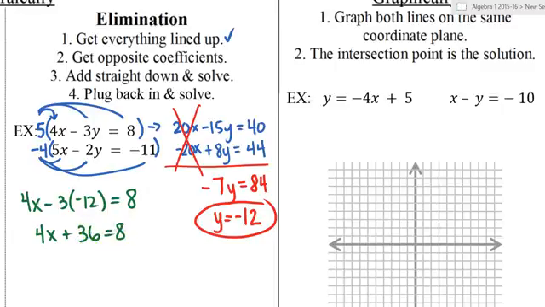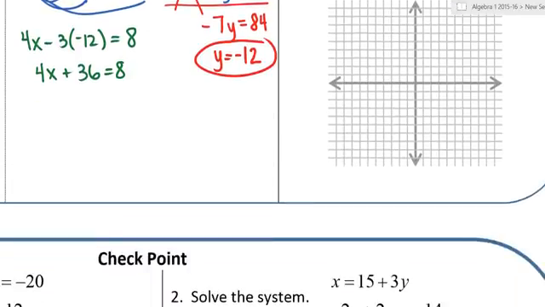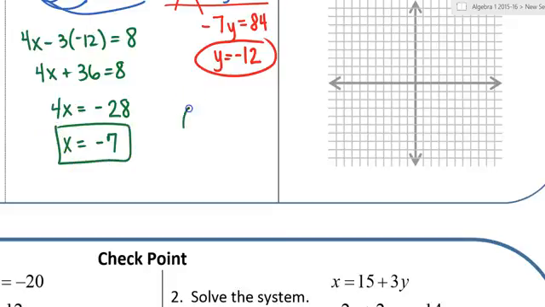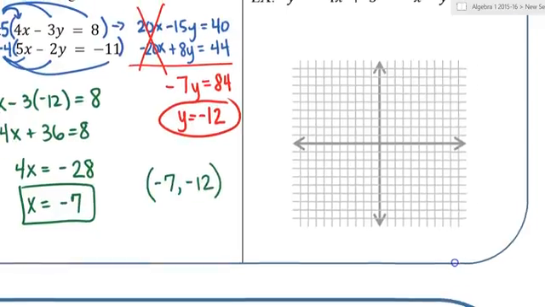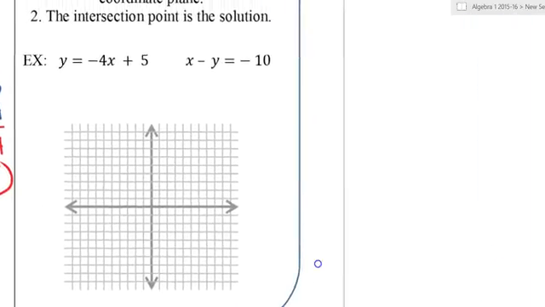You want to get x by itself, so we're going to subtract 36 from both sides. And we're going to get negative 28. Divide and you get negative 7. Again, you can write your answer as an ordered pair or as a coordinate, negative 7 comma negative 12. That's where these two lines would intersect if you were to graph them. So, let's move on to graphing.